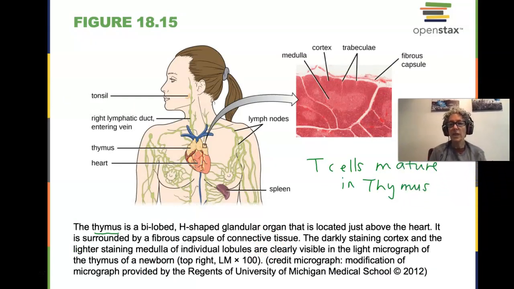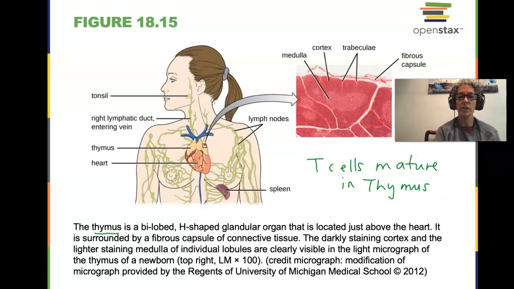So the two main categories of cells in the rest of the lecture are T cells and B cells. They originate in our bone marrow, but they mature or finish their differentiation in different places. The T cells mature in the thymus, and the B cells actually finish their maturation in the bone marrow.